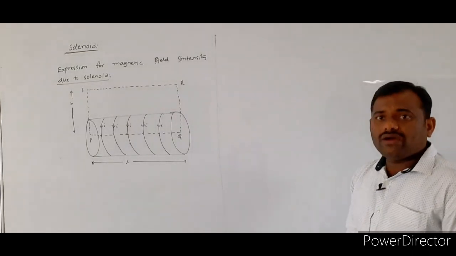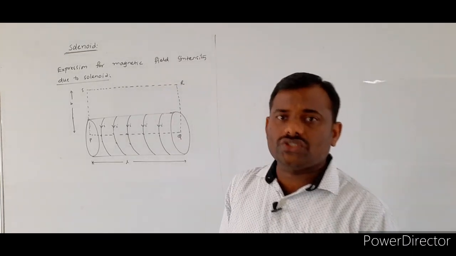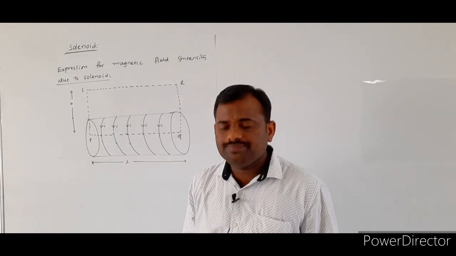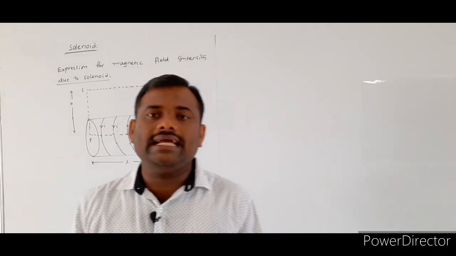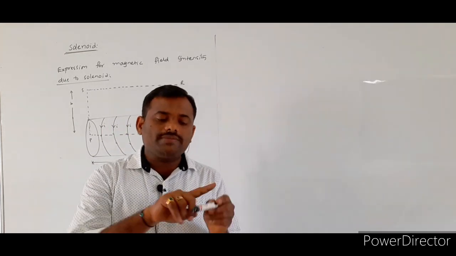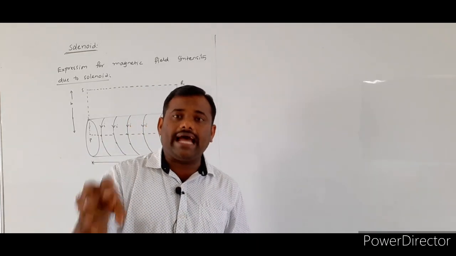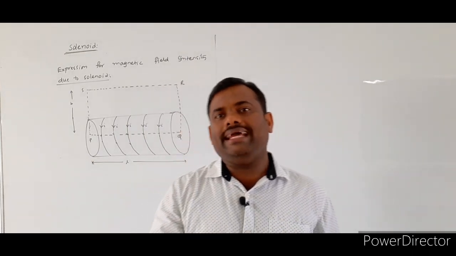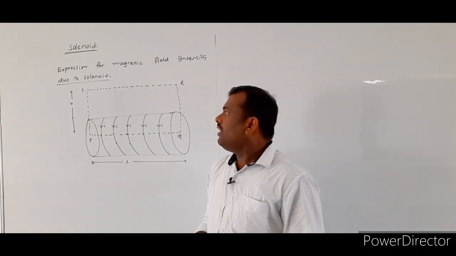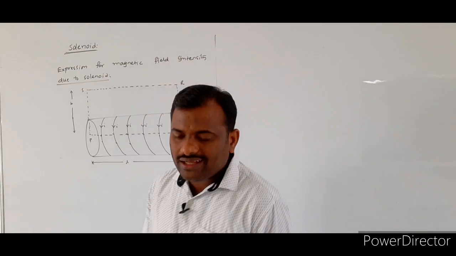We are going to derive the expression for magnetic field intensity due to the solenoid. Up to now, we discussed what the solenoid is, how the magnetic field exists inside the solenoid, and how the magnetic field is cancelled out at the top surface as well as the bottom surface of the solenoid. What is the reason behind the magnetic field existing only inside the solenoid? These are concepts we discussed earlier. Now, we are going to derive the expression for magnetic field intensity due to the solenoid.